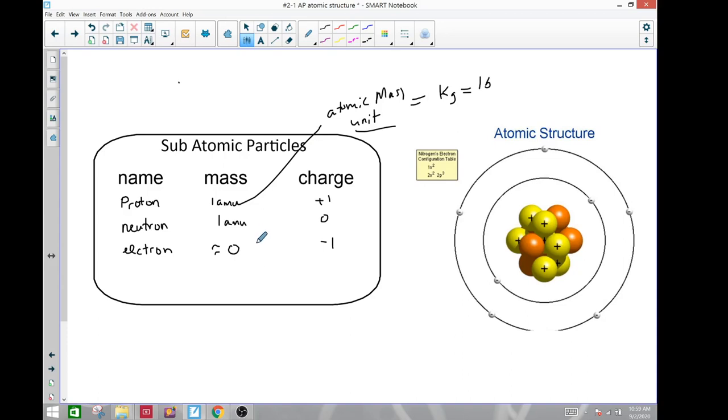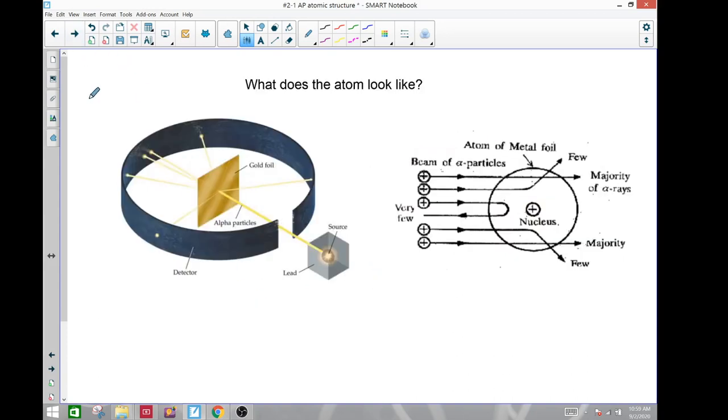Okay. So that being said, all the mass is located in the center, the nucleus, okay? And electrons are located on the outside. So with that, a few things that we might want to do with it. So what does an atom look like? Now again, anything that doesn't have a box around it is assuming that it's not in your workbook.